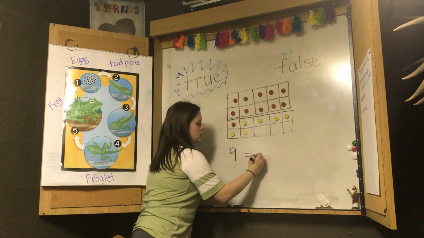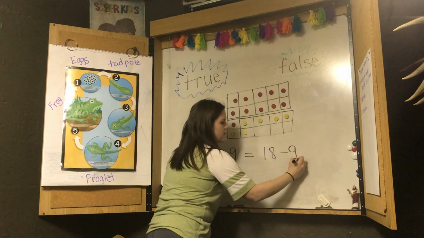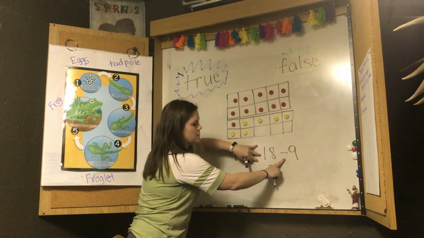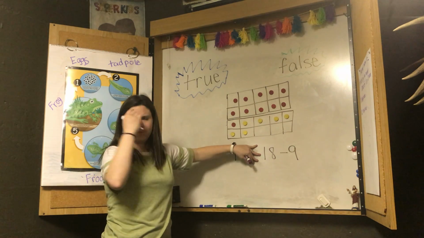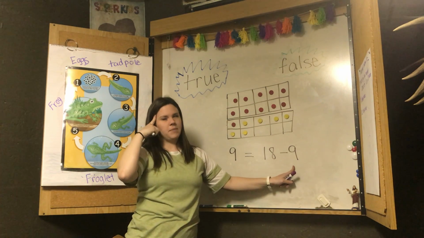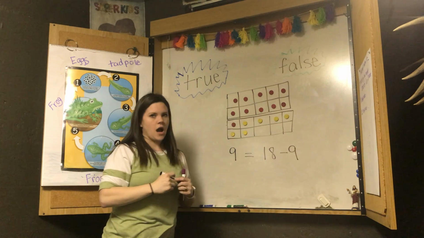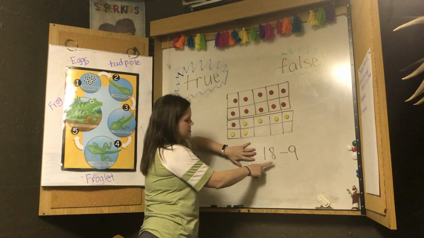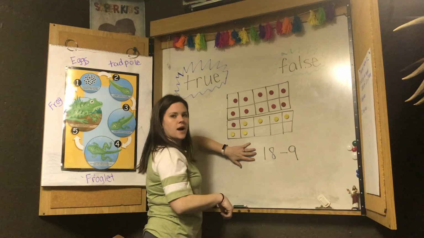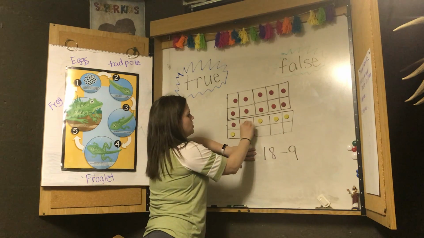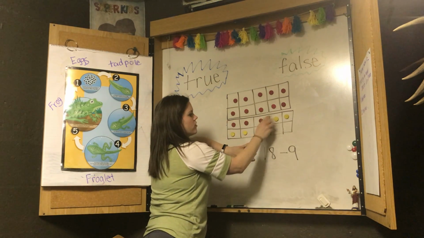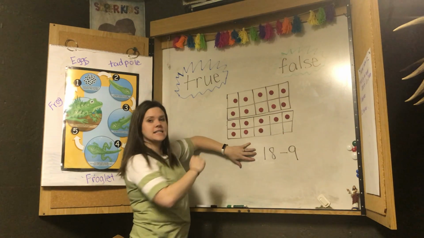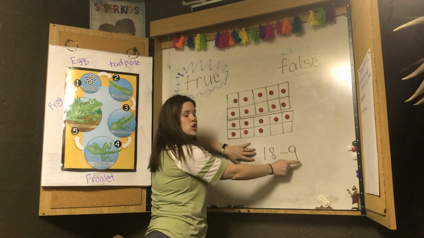9 equals 18 minus 9. So is 9 equal to or the same as 18 minus 9? Let's figure that out. This sounds vaguely familiar to me because I know my doubles facts, but I'm going to check with my 10 frames and counters. So let's start. Our subtraction sentence is 18 minus 9. So I need 18 red counters. What do I have here? I have 10, 11, 12, 13, 14, 15, 16, 17, 18. And I'm going to take away my known part.